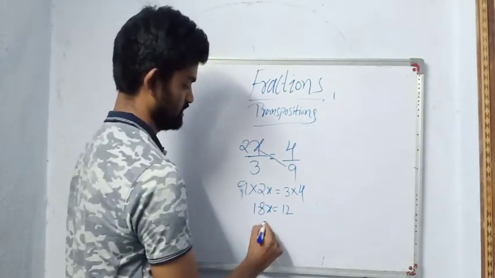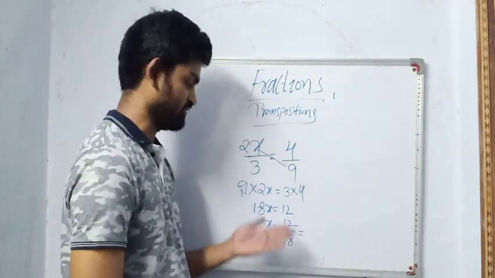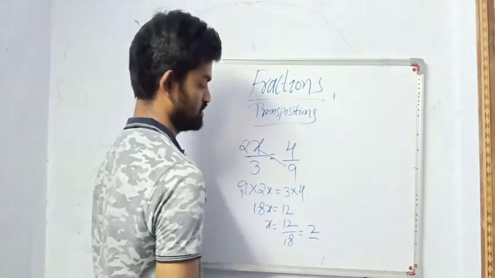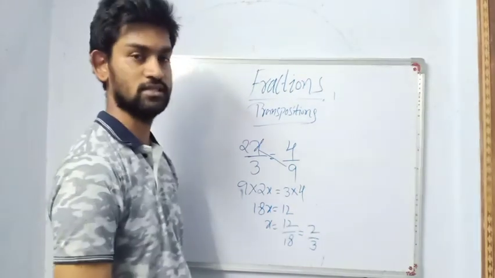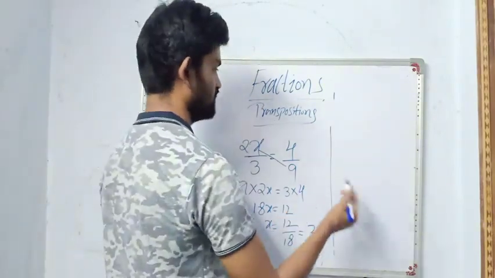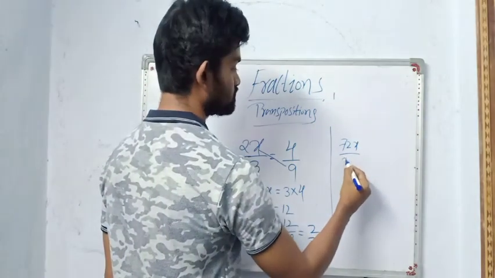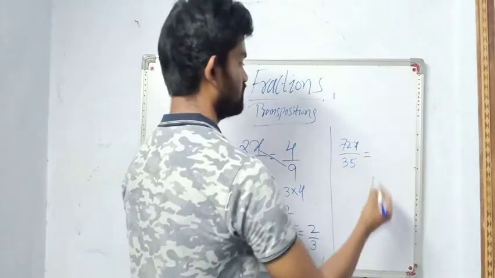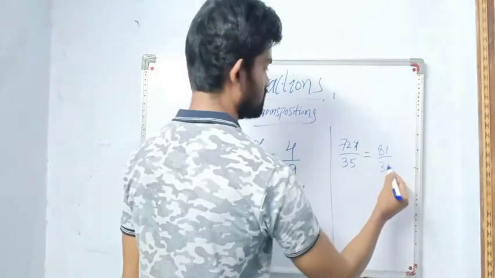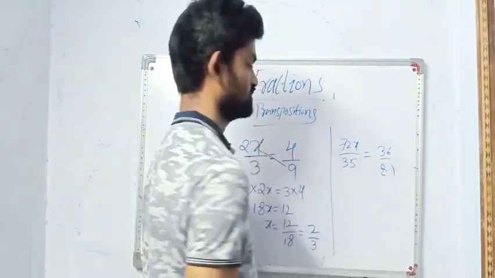Now send 18 to the other side. This is 18. Okay, we can reduce it to the simplest form, that is divided by 6. 2 sixes are 12, 2 threes are 6. This is how we cross multiply. Okay. Now you can take another example also. 72x by 35 is equal to 36 by 81, something like that is the question given.